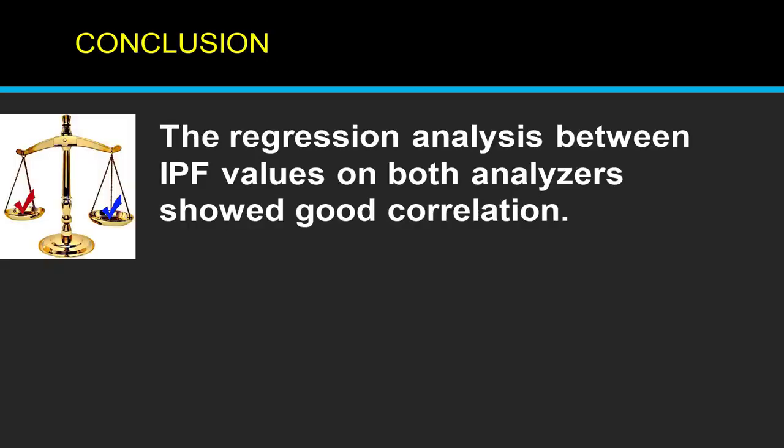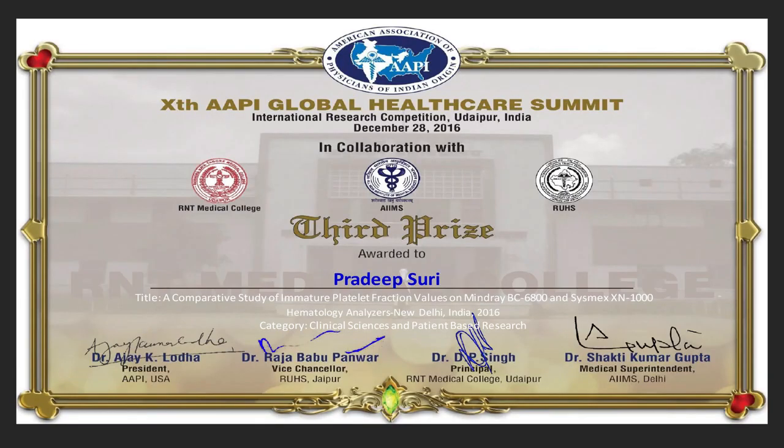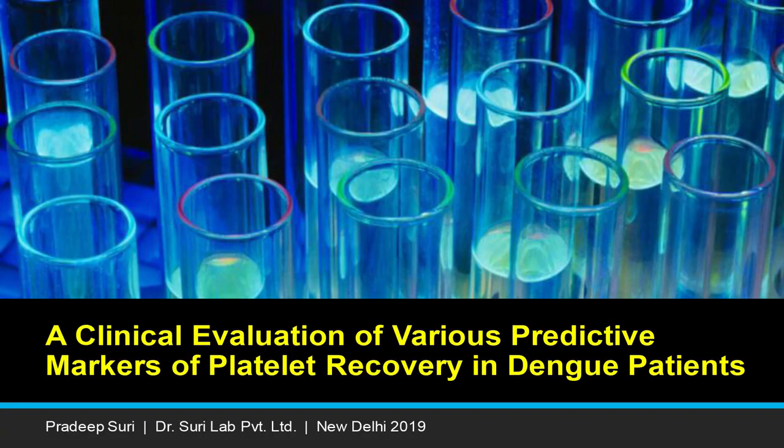So the conclusion was that the regression analysis between IPF of both analyzers showed good correlation, and although not an exact apple to apple comparison, they can be used to look at trend analysis from one analyzer to the other. We got a third prize for this paper in Udaipur. And this is the paper we presented this year in Vancouver at ISLH, where we did a clinical evaluation of various predictive markers of platelet recovery in dengue patients.